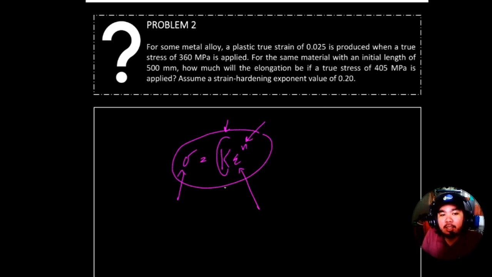So, once we have K, the unknown will be epsilon, no? If we solve for epsilon, we get the strain value, then from the strain value, we can compute for the elongation. But take note, class, that these are true stress and strain values. So you have to do the conversions if you want to employ engineering stress and strain values, no? Okay?